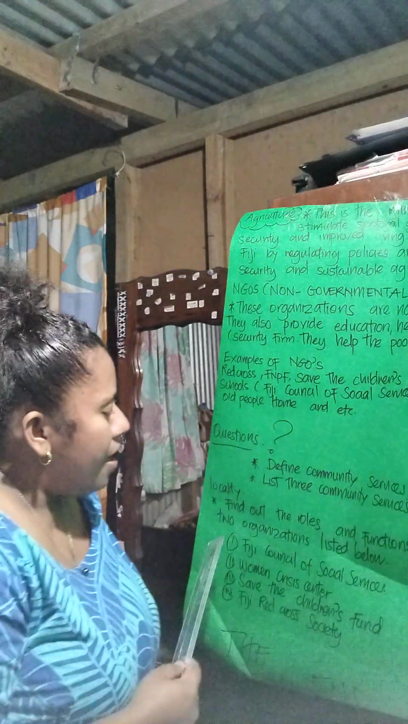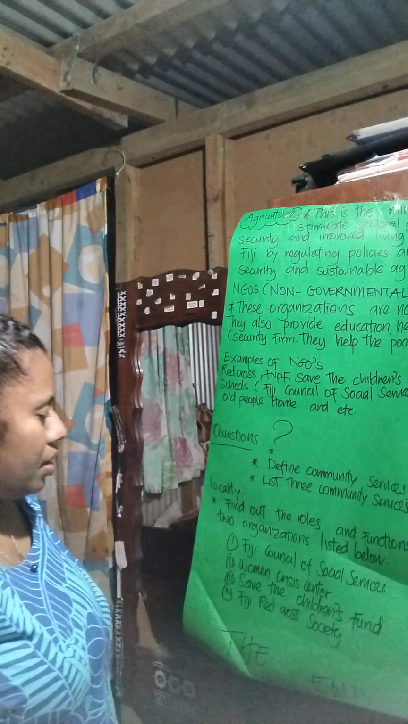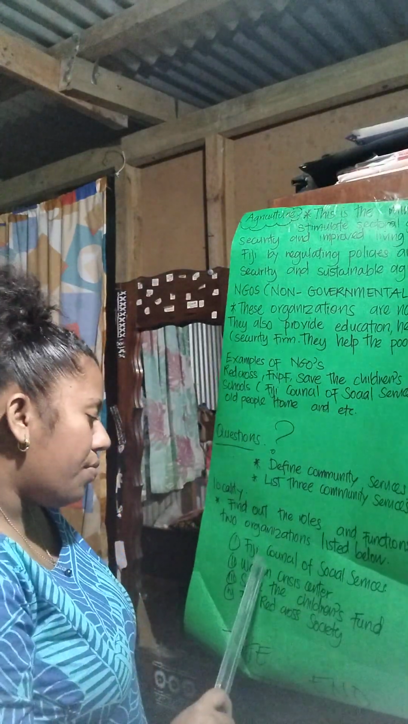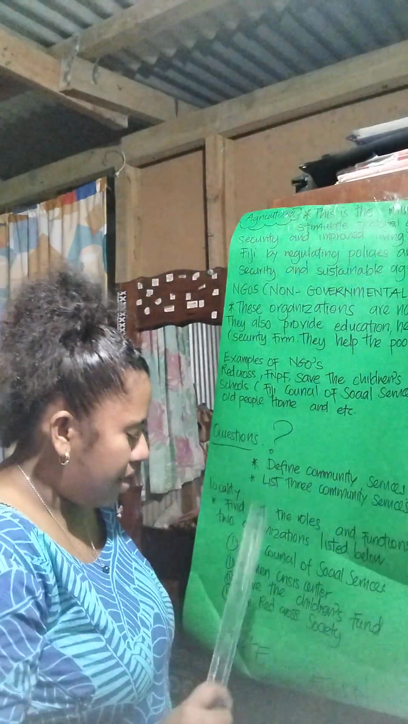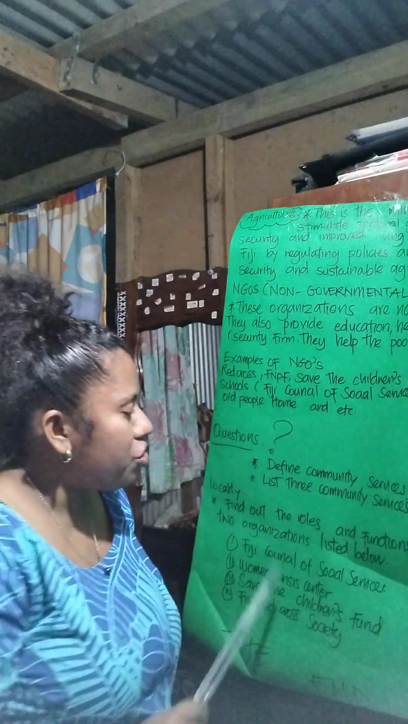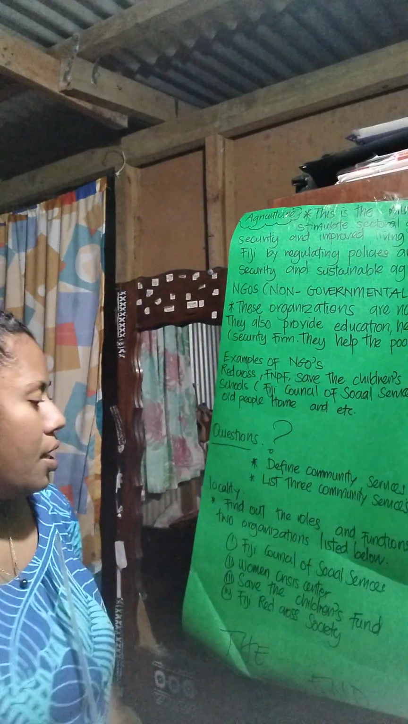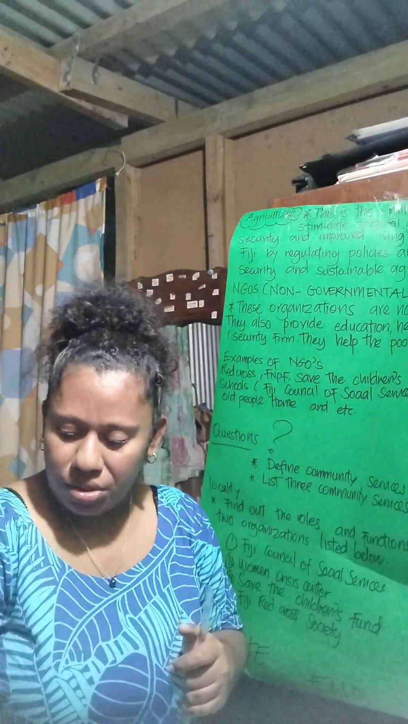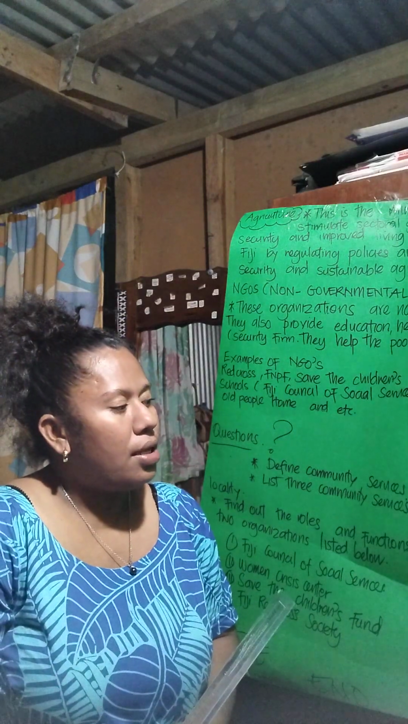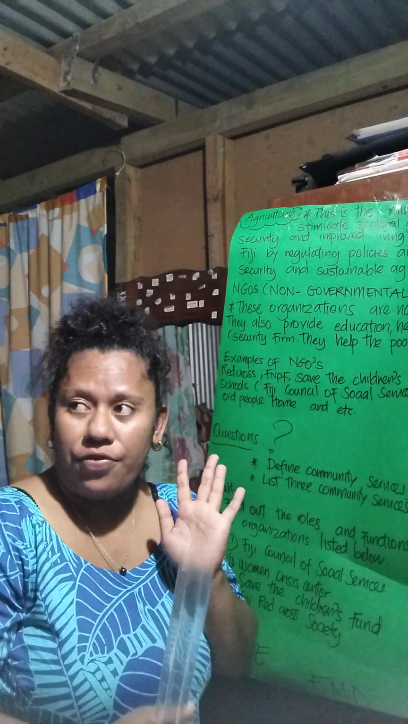And then find out the roles and functions of any of these organizations listed below: Fiji Council of Social Service, Women Crisis Center, Save the Children's Fund, and the Fiji Red Cross Society. So, students, I want you to write all these questions down, and I'll give you 10 minutes to discuss it in groups or in pairs, and then we'll sum up our lesson today before the class ends.